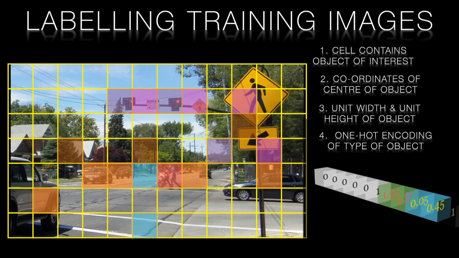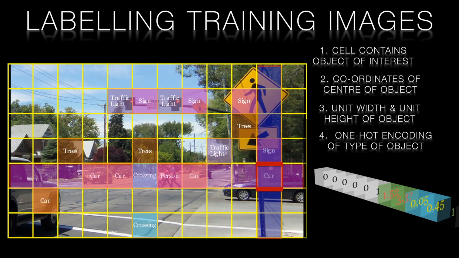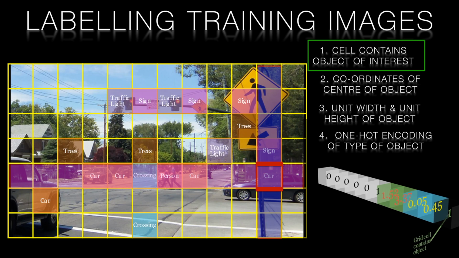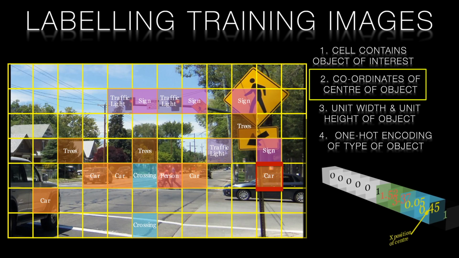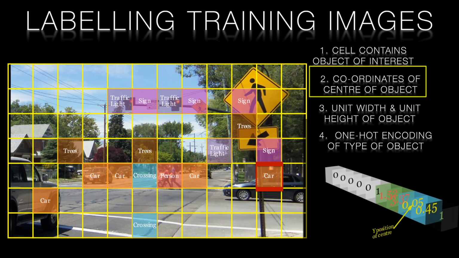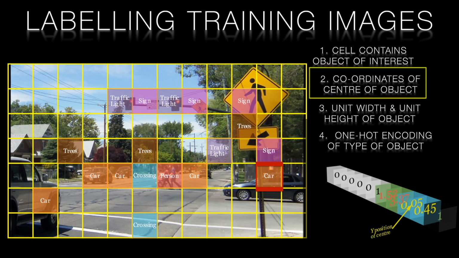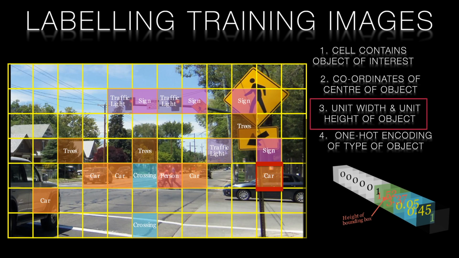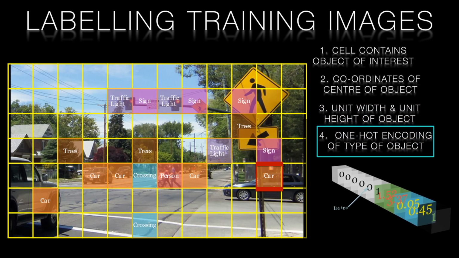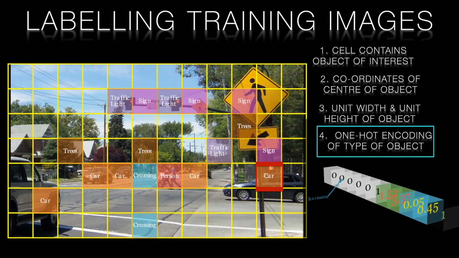On the screen, I'm showing an example of the vector used to represent the car in the lower right corner of the image. The first element indicates that there is an object in this cell without saying what type of object it is. The next two elements contain the x and y position of the center of the object in this grid cell. The next two elements contain the width and height of this object. This is the bounding box around the object. Finally, we have a one hot vector indicating that this is a car.